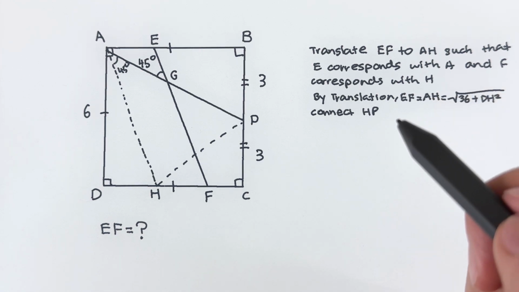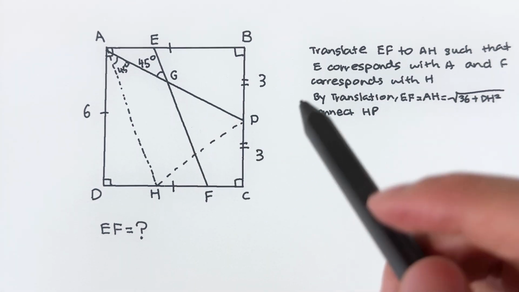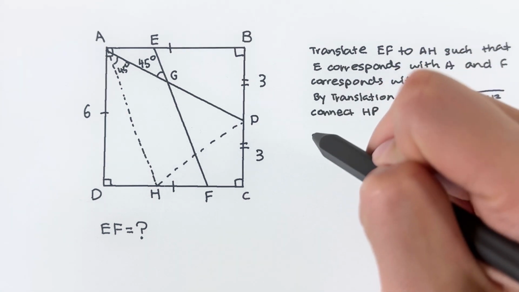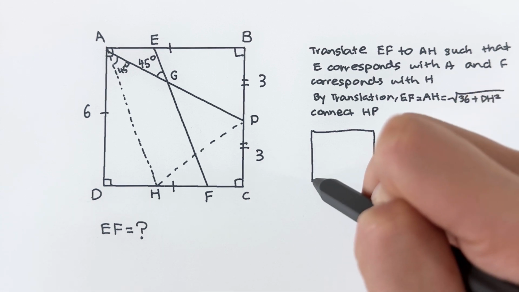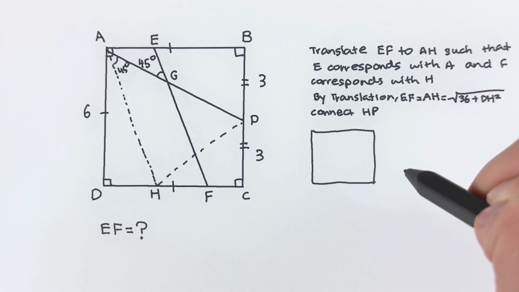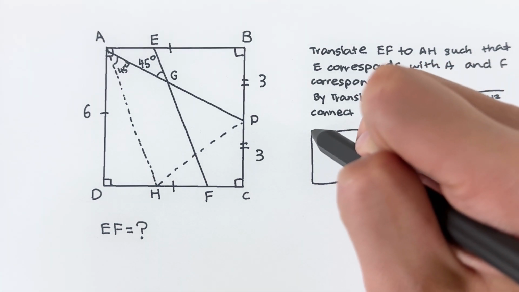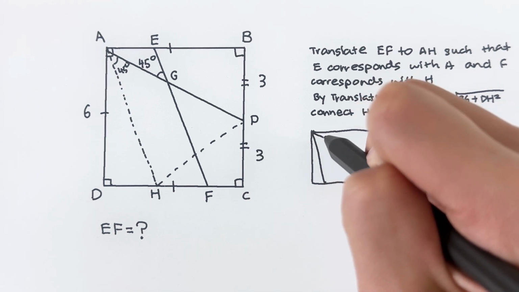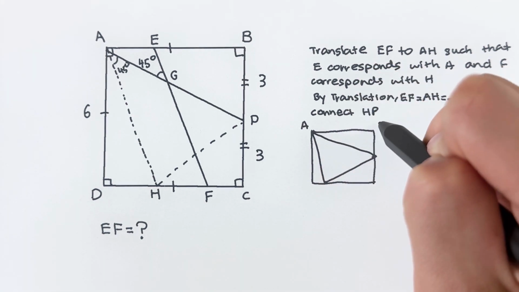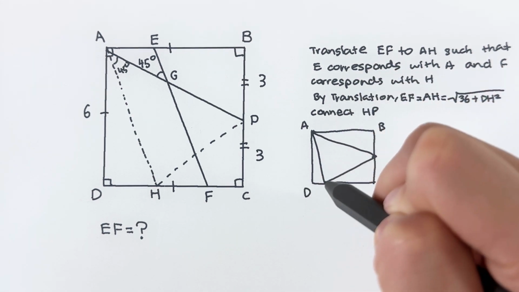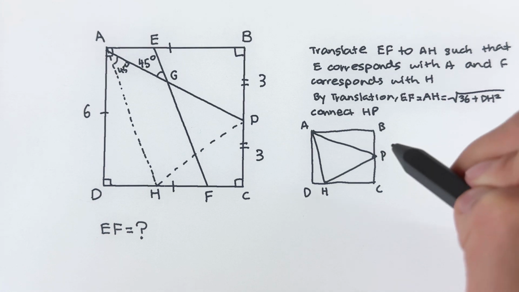And then, well, there's actually a special property in this kind of figure. So if we just draw a smaller figure, and we only depict the triangle here in the square, we can mark it as A, B, C, D still. And mark this as H and P. And this is 45 degrees.